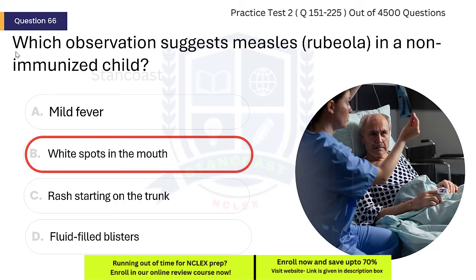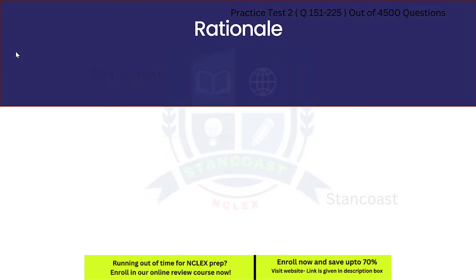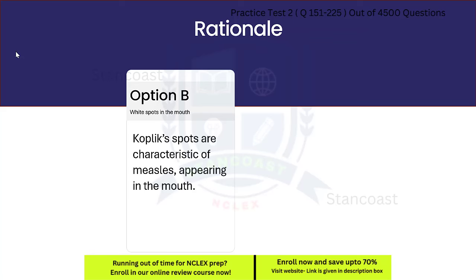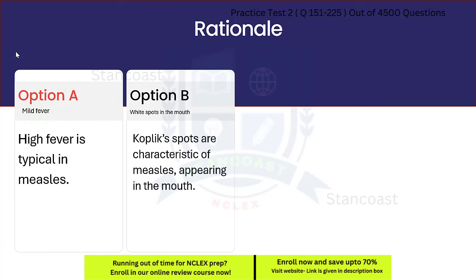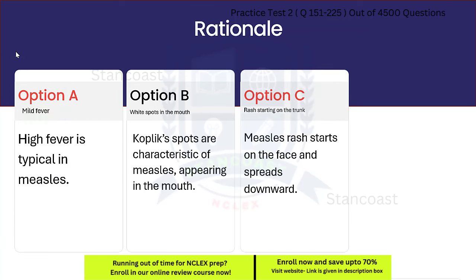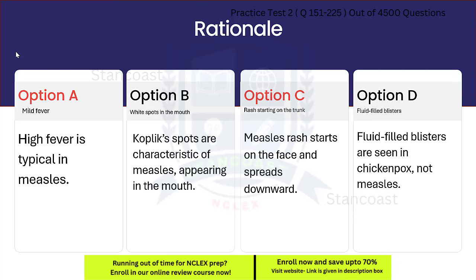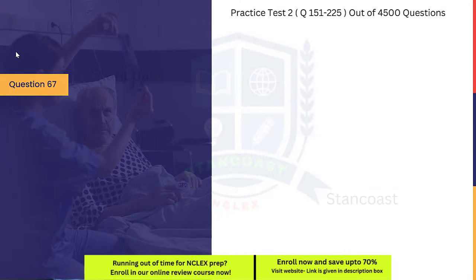The correct answer is B. White spots in the mouth. Koplik spots are characteristic of measles, appearing in the mouth. High fever, a rash starting on the face and spreading downward, and fluid-filled blisters are seen in chickenpox, not measles.